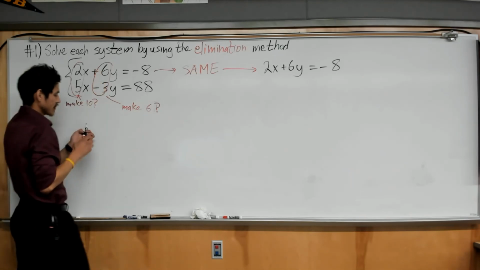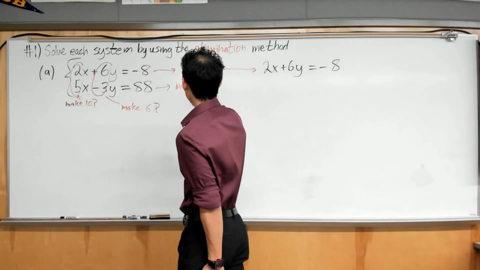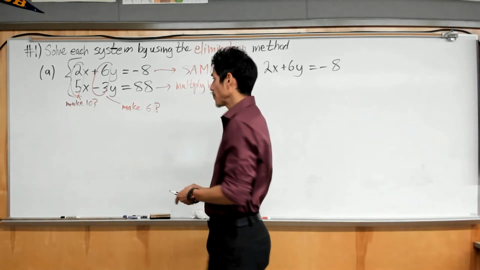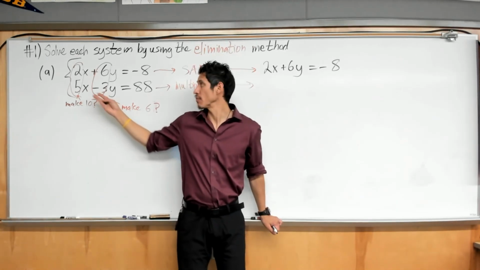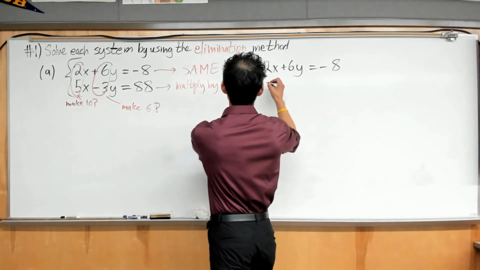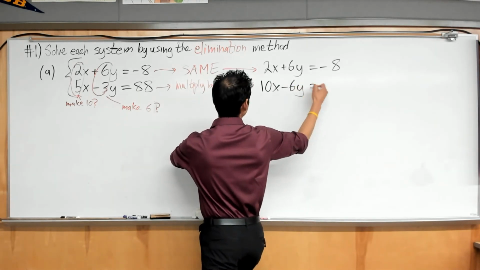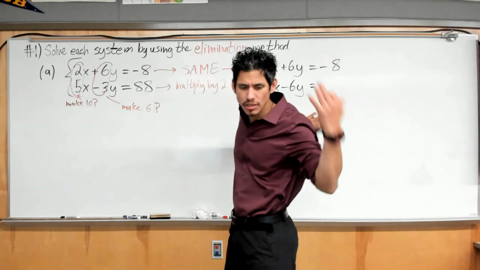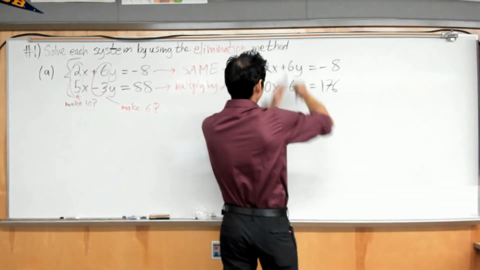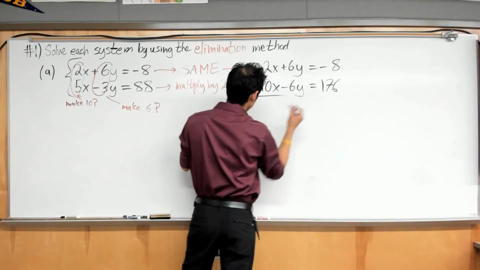So you would multiply this by 2. But not just the 3. Multiply the 5, the -3, and the 88 by 2. So 10x minus 6y. 88 times 2 is 176. And line these all up.